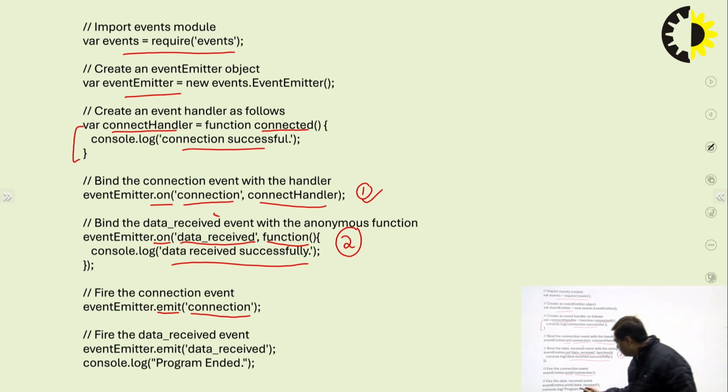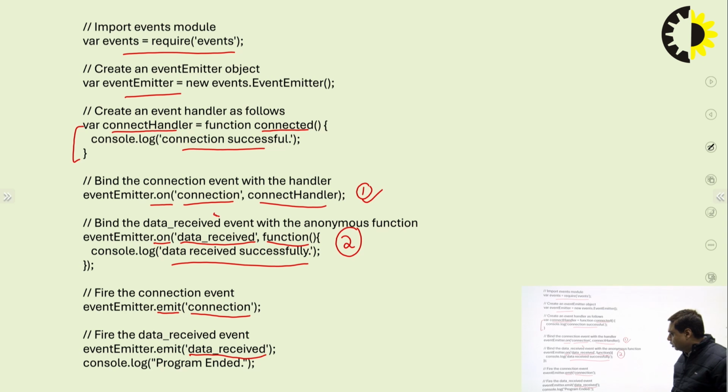Next, we are firing the event. The name of the event is dataReceived. So when this statement is executed, the corresponding callback function, which is attached to the event dataReceived, will be executed and it will display data received successfully.